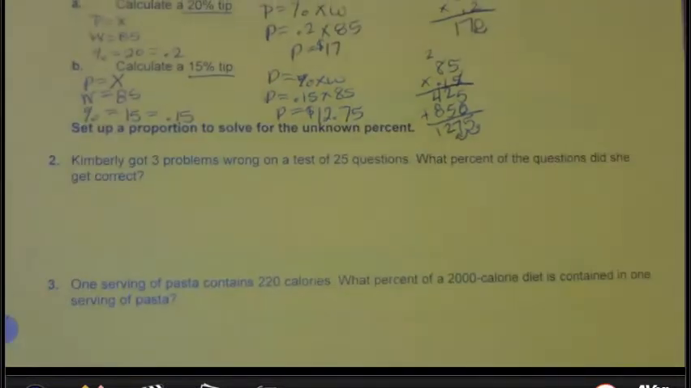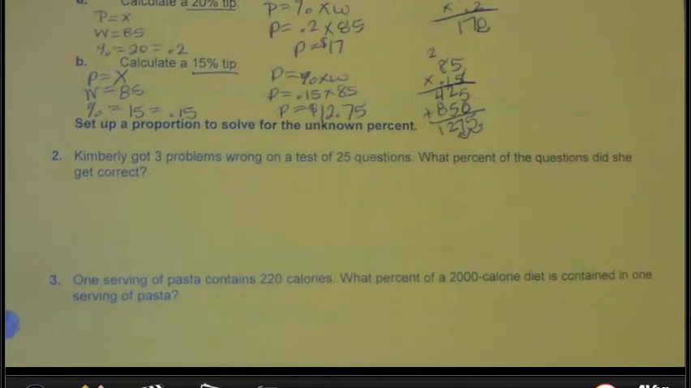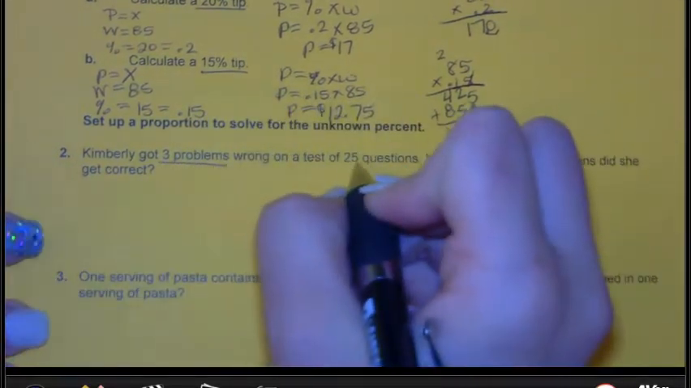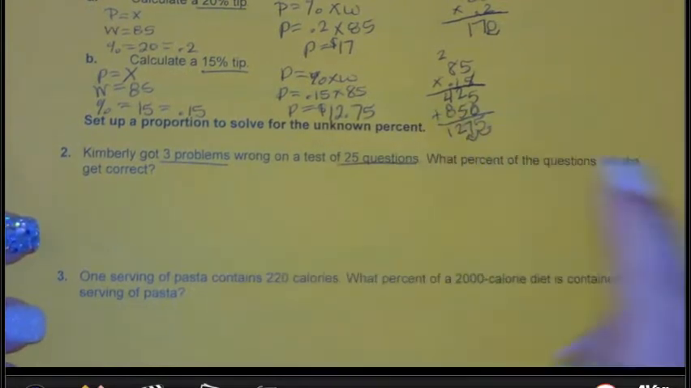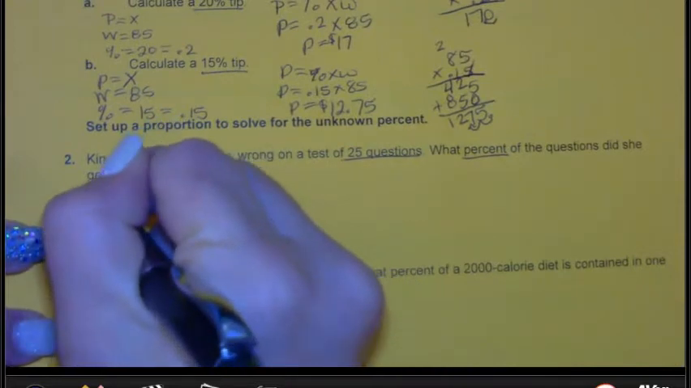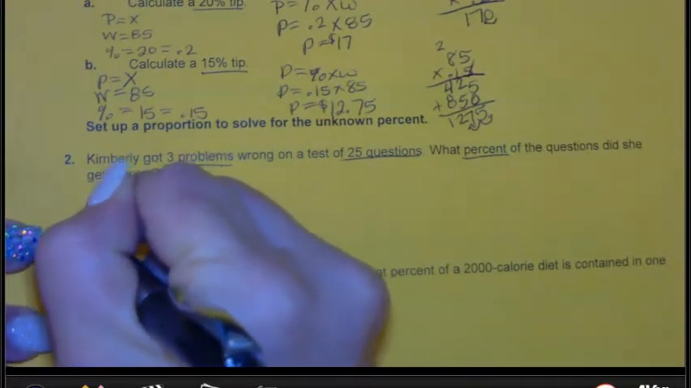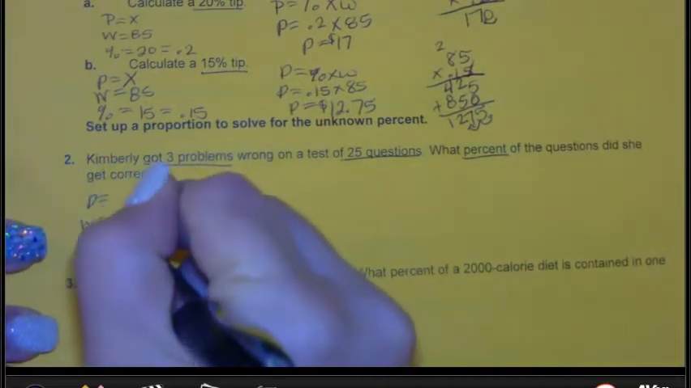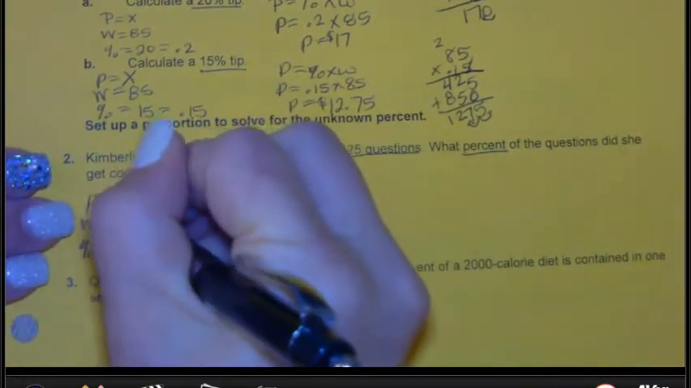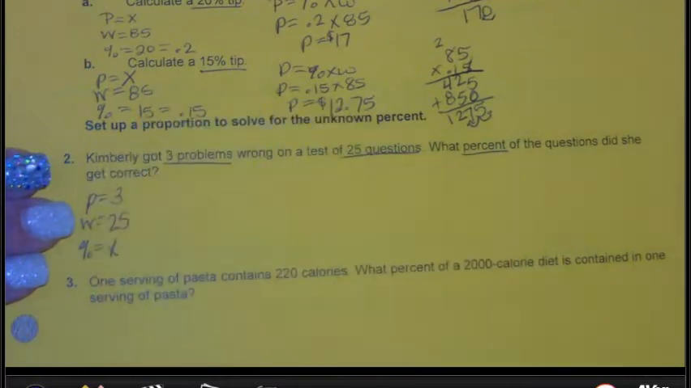All right. Set up a proportion and solve for the unknown percent. Okay, so I've got to find my percent here. All right, so Kimberly got 3 problems wrong on a test of 25 questions. What percent of the questions did she get correct? All right, so I've got part, whole, and percent. Well, I know that I'm solving for percent. I know there are 25 total questions, and she got 3 of them wrong.